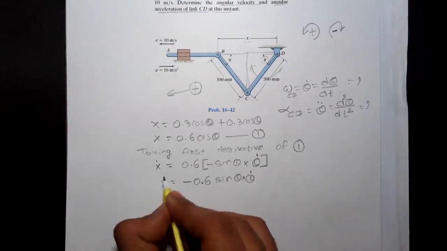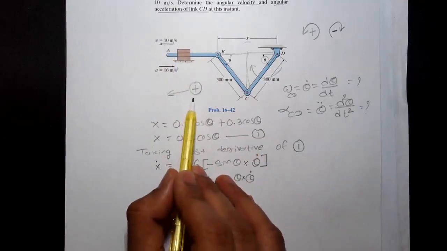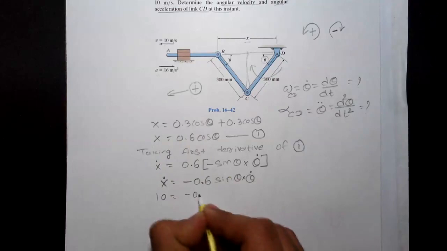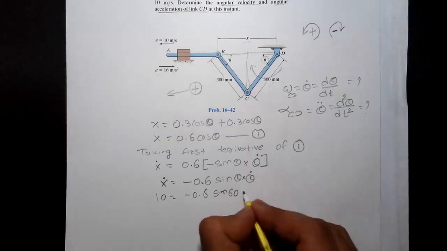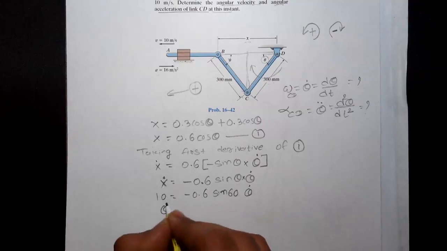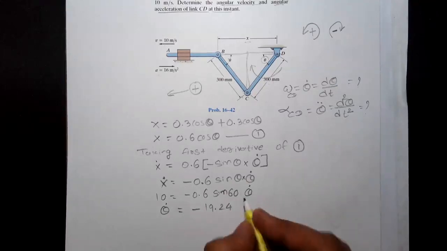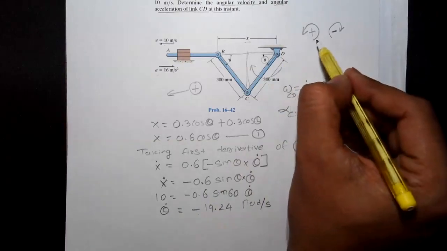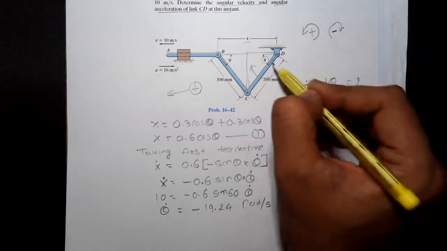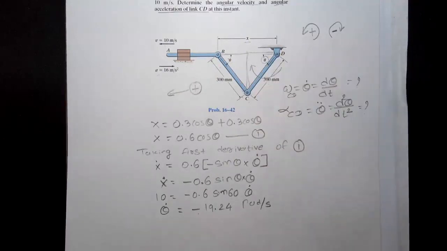In this equation, x dot is the velocity of link AB, which is 10, and it's going left, and we assume anything going left is positive. So 10 is equal to minus 0.6 sine 60 degrees, because that's given in the problem, multiplied by theta dot. When we solve this equation, we get theta dot equal to minus 19.24 radians per second. That is the angular velocity of link CD, and the negative number matches our assumption that it's going clockwise. You can see in the graph that when AB goes left, CD has to go clockwise. That's our first answer.